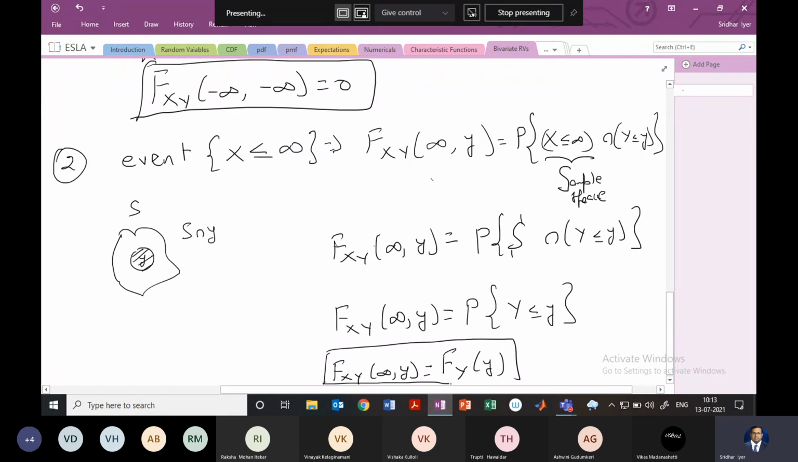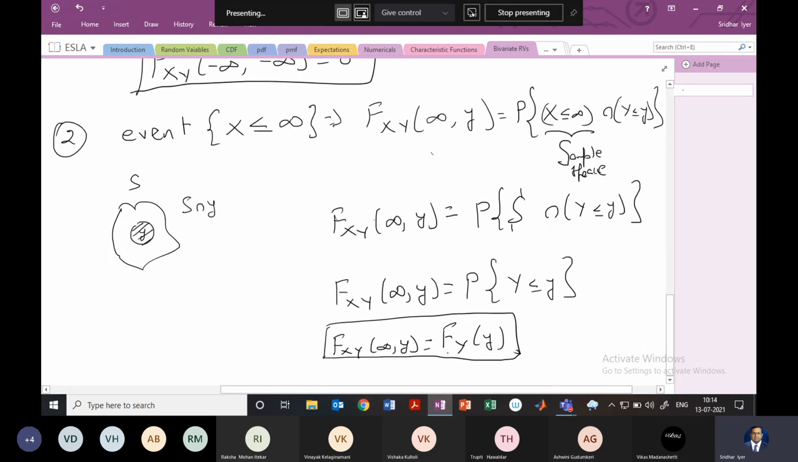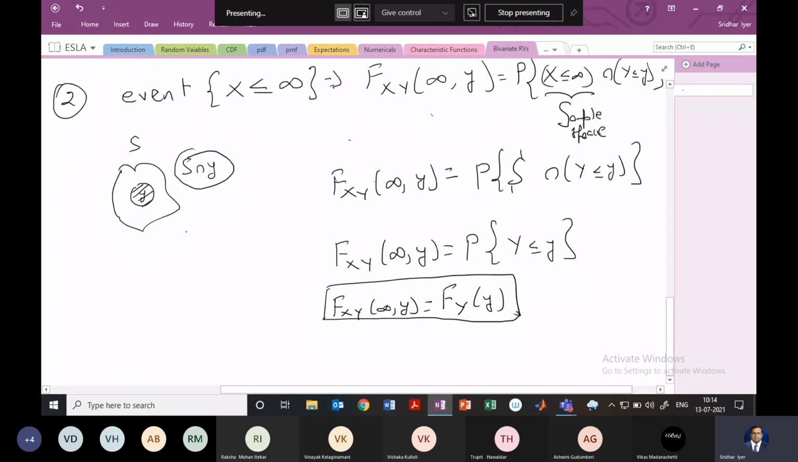I hope this idea was clear. You don't need the explanation from an exam point of view, but in general, to understand why this is happening is very important. So that diagram makes it clear, right? So we take an intersection of sample space with a particular value of experiments y. So therefore, the intersection will just be that y, right? So if x becomes infinity, what we get from the bivariate random variable is just the other CDF, that is y, right? So this is also an important property. This property will be used a lot.